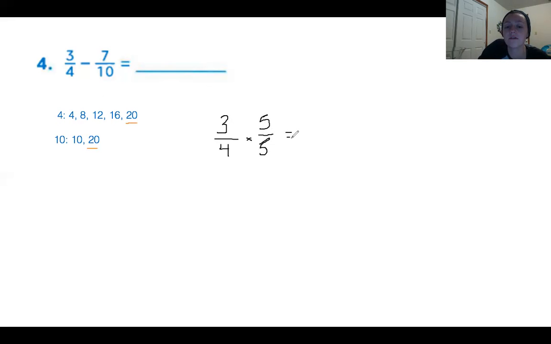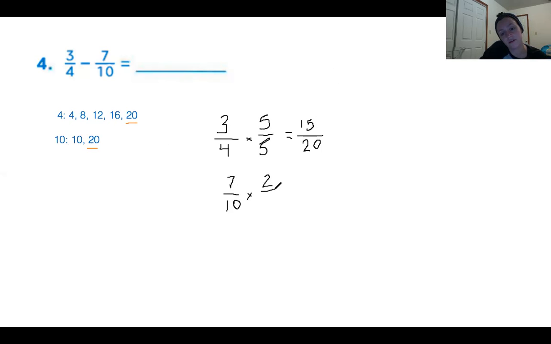Okay, and what we do to the bottom, we also have to do to the top. So 4 times 5 gives us 20 as our denominator. 3 times 5 gives us 15 for the numerator. So that fraction is going to be 15/20. Now, what do we have to multiply 10 by to get 20? As you can see here, we have to multiply 10 by 2 to get 20. So I'm going to take 7/10 times 2/2.